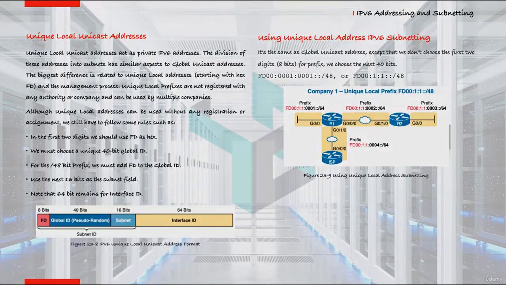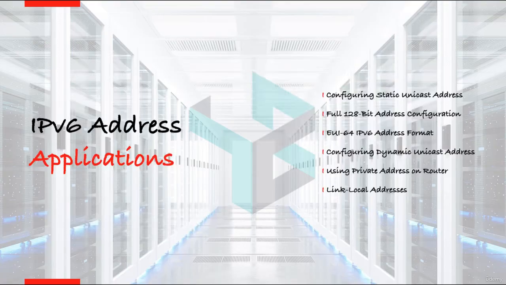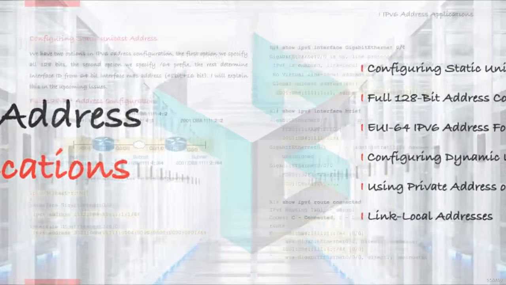Hello everyone, I will tell you about IPv6 address applications in this lesson. First, configure a static unicast address, then configure a full 128-bit address. Then we will finish our course by talking about EUI64 IP version 6 address format, dynamic unicast address configuration, then private address configuration in the router, and finally link local addresses.